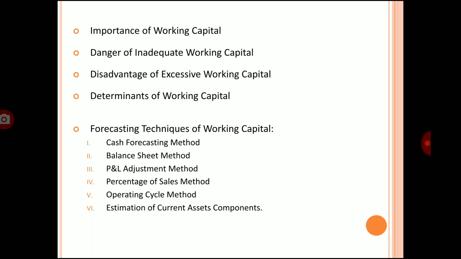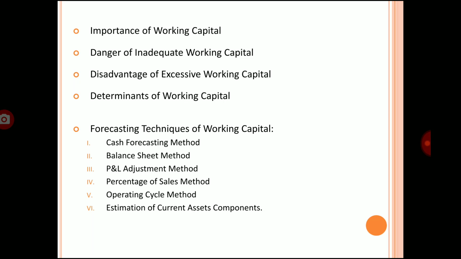But in this method, it is decided on the basis of past observations. What is your past observation of the last 5 years, last 10 years? That is what is done in this percentage of sales method. This method is simple and easy to understand. You have to check the sales ratio and what working capital was required in that phase. That is the only concept in this method.